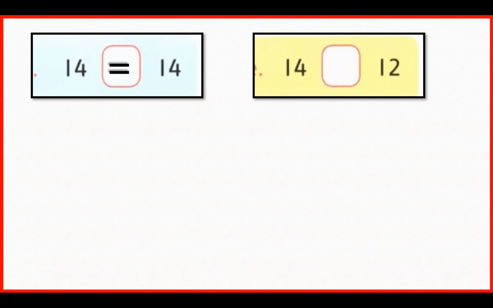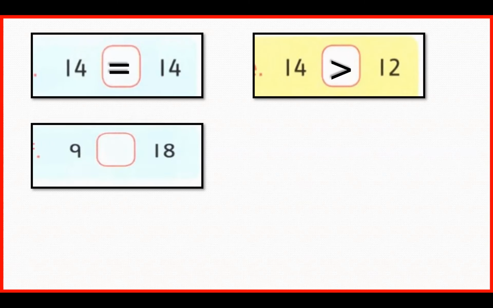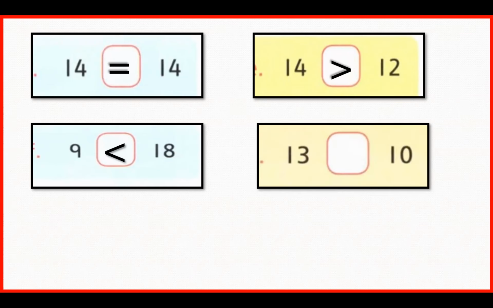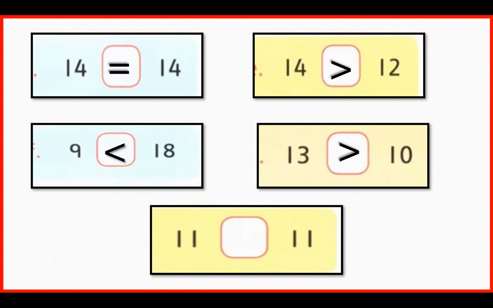Now what about 14 and 12? Is 14 greater than 12 or less than 12? Yes, 14 is greater than 12, so here we put the greater than sign. Now, is 9 greater than 18 or less than 18? 9 is less than 18, so here we put the less than sign. Is 13 greater than 10 or less than 10? 13 is greater than 10, so here we put the greater than sign. Now these two numbers are equal, so here we put the is equal to sign.